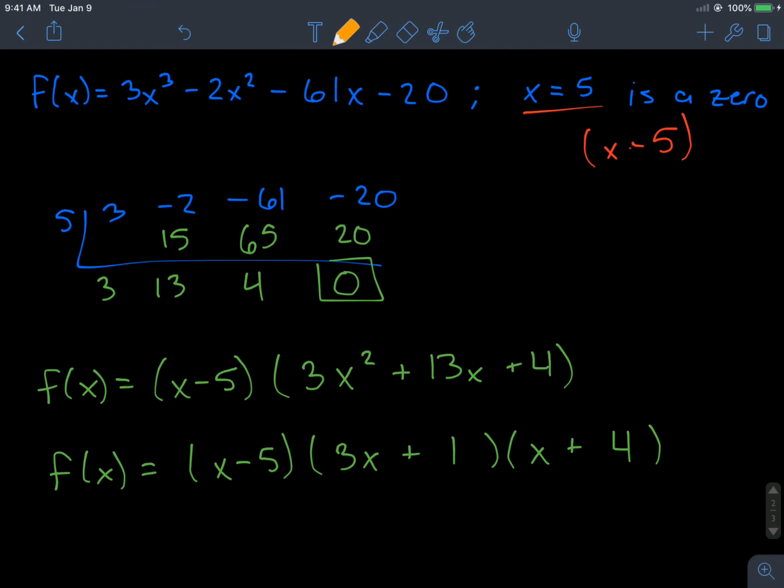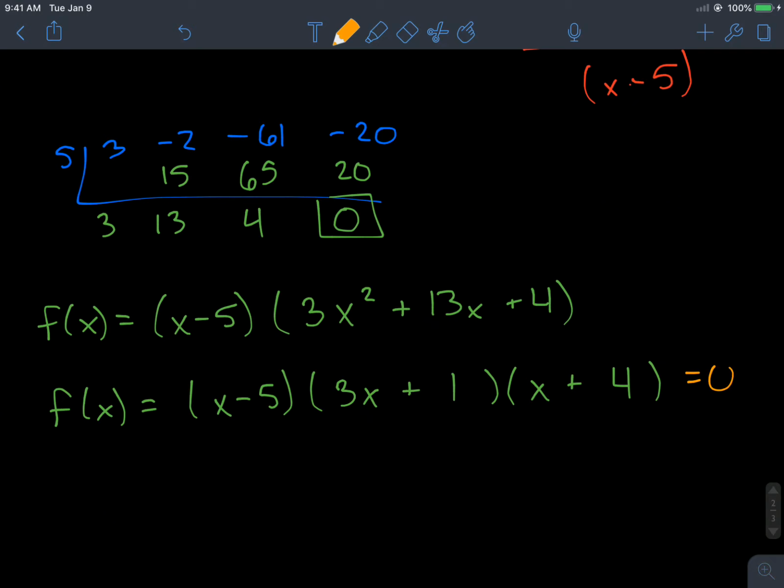And again, maybe one last thing to consider, if we were looking for all of the zeros, right, what would make each of those zeros? Then x equals 5 is one of those zeros. x equals negative 4 is one of those zeros. And if we set that equal to 0, subtract 1, divide by 3, negative 1/3 would be our final 0 there.